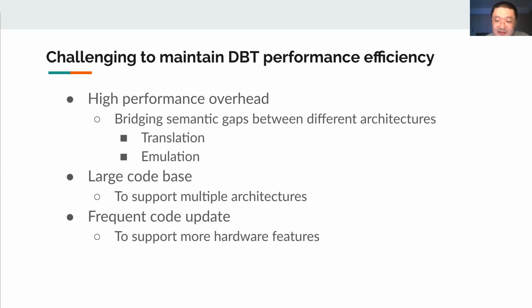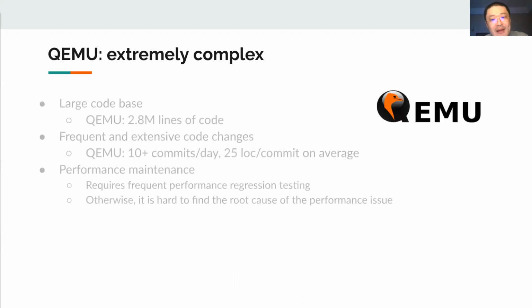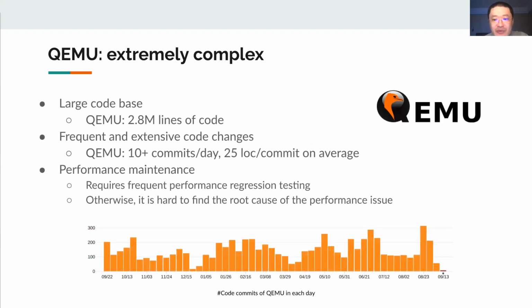To understand this problem, let's see a real example, QEMU, which is a popular DBT system. Its code base has more than 2.8 million lines of code. Every day, on average, QEMU developers submit 10 commits to the code base, and each commit includes 25 lines of code. To maintain the performance of this system, any potential degradation needs to be discovered as early as possible.